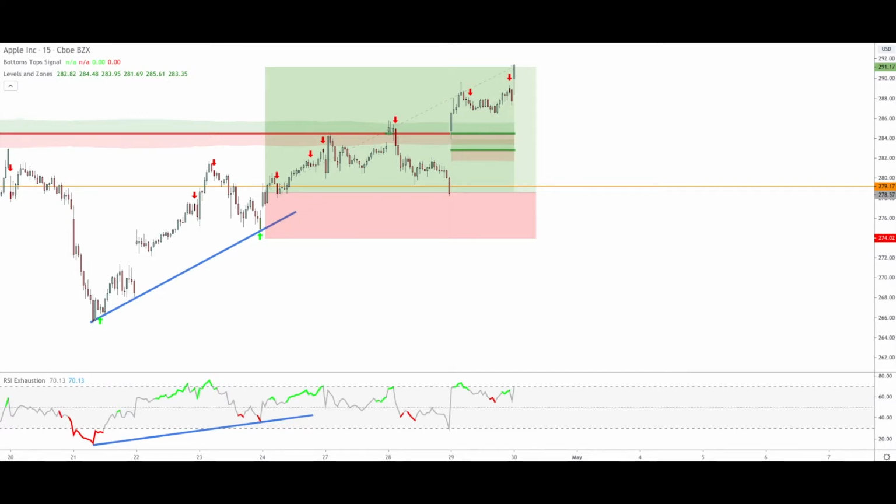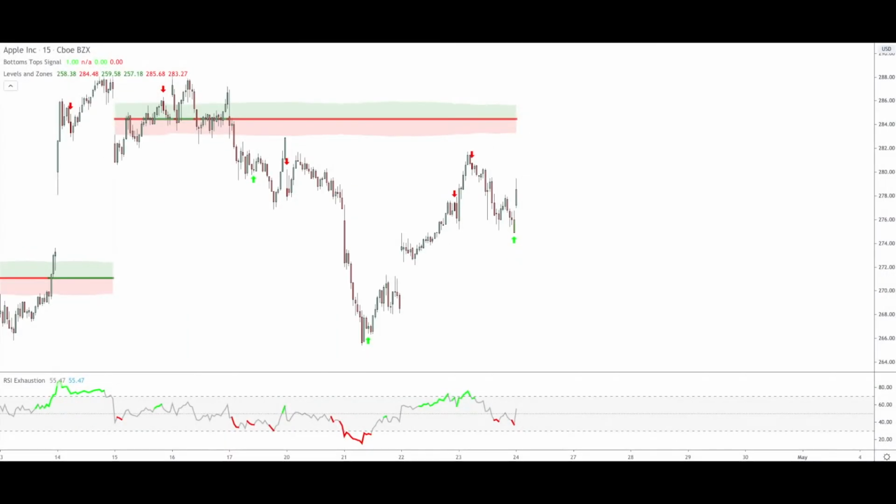Let's go back to the beginning of the trade and let me explain step by step the analysis that I made. Today I'm on Apple, so I'm looking at the 15 minutes time frame and I'm using the bottom top signal indicator, the levels and zones indicator, and the RSI Exhaustion indicator.